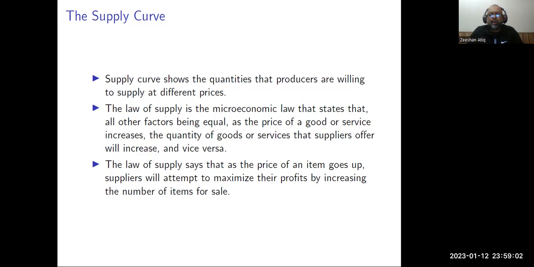Why do suppliers supply more when the price goes up? Because an increase in price gives them the opportunity of higher profits. Similarly, lower prices give them less opportunity to earn profits, so they just take their goods out of the market. They reduce their supply. The law of supply says that as the price of an item goes up, the supplier will attempt to maximize their profits by increasing the number of items for sale.